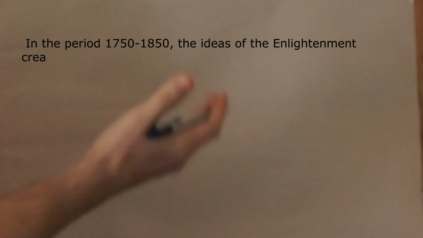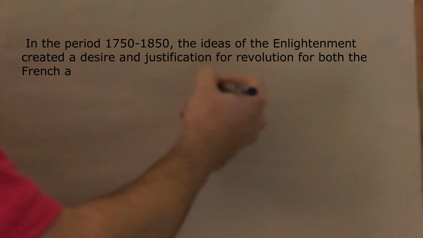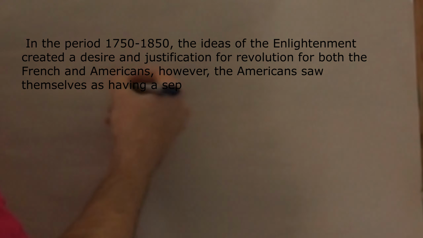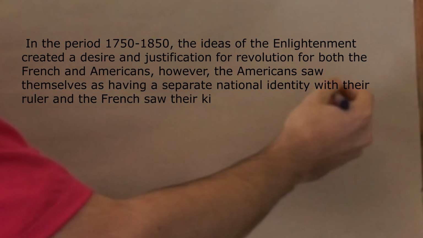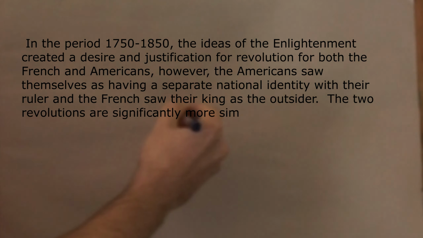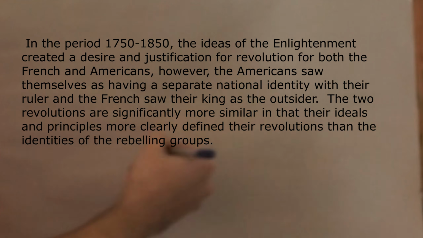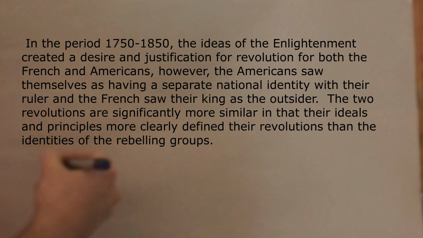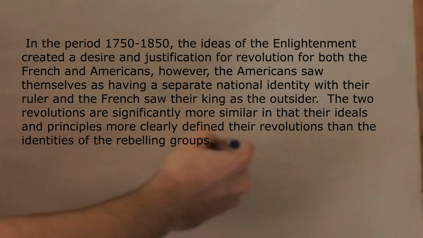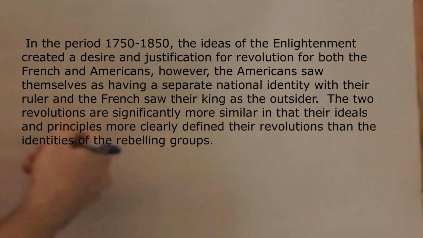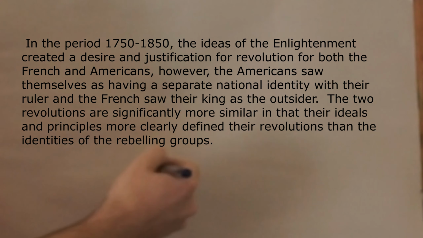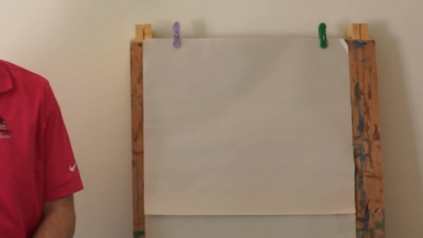In the time period 1750 to 1850, so we got our time period, the ideas of the Enlightenment created a desire and justification for revolution for both the French and the Americans. However, the Americans saw themselves as having a separate national identity with their ruler, and the French saw their king as the outsider. The two revolutions are significantly more similar in their ideals and principles, more clearly defined their revolutions than the identities of the rebelling peoples. Wow, that's a big thesis.